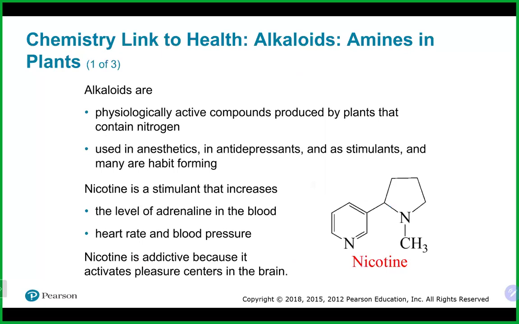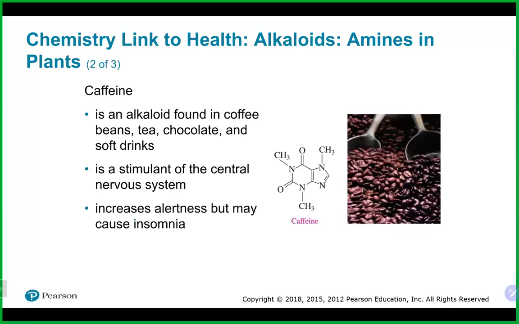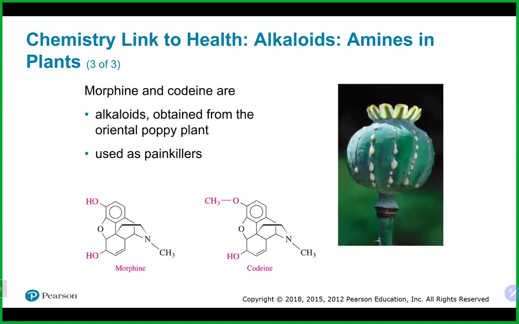Alkaloids are physiological compounds that contain nitrogen. Like our nicotine here, some of these ammonia derivatives. Adrenaline raises the adrenaline levels in blood and heart rate as well. Caffeine is also an alkaloid here, which are amines. And again, we have our amine groups here, nitrogen-containing groups. Morphine as well, as you can see, has some nitrogens.